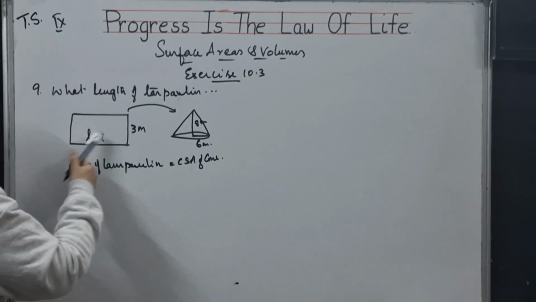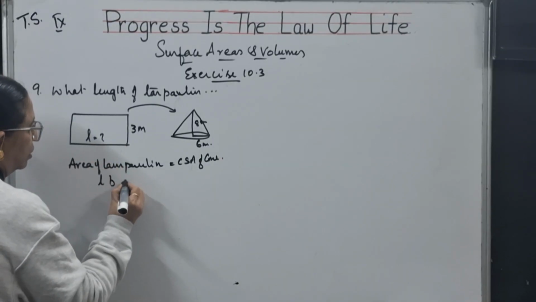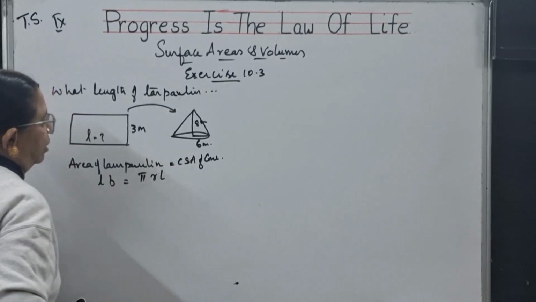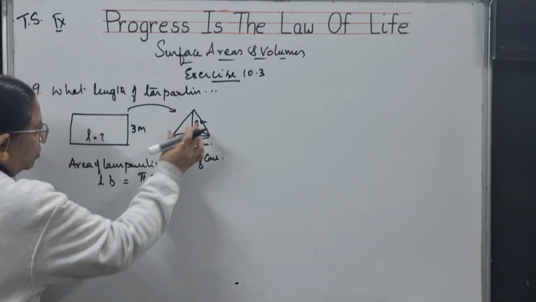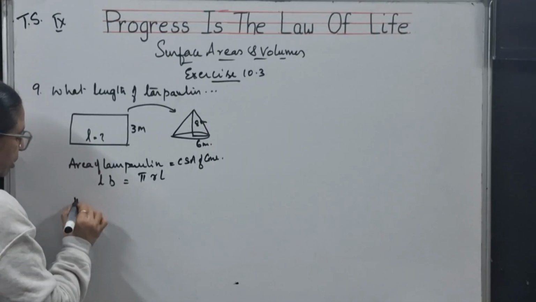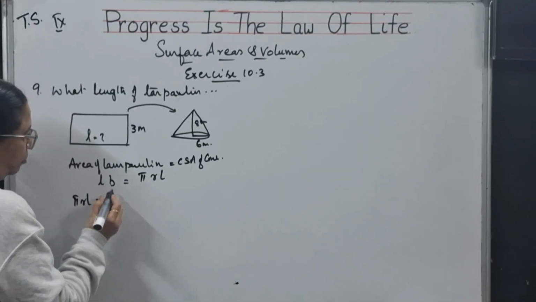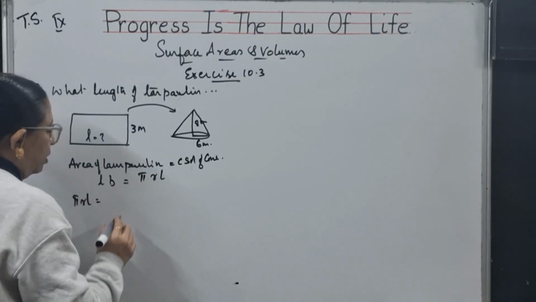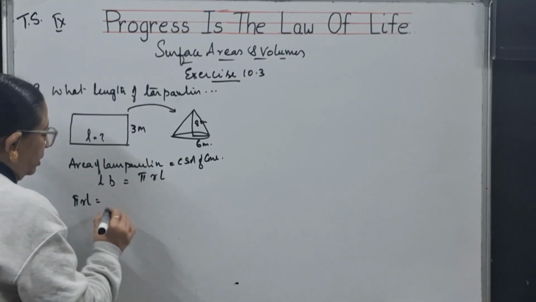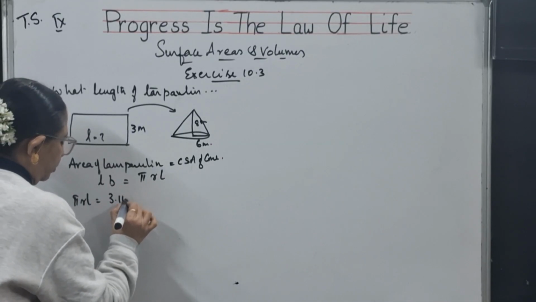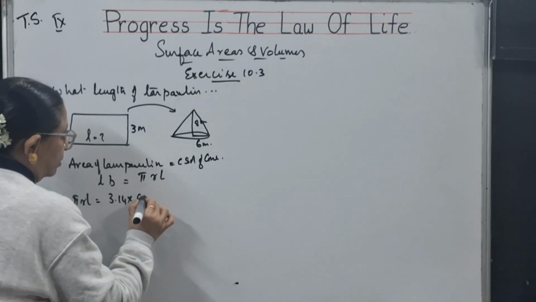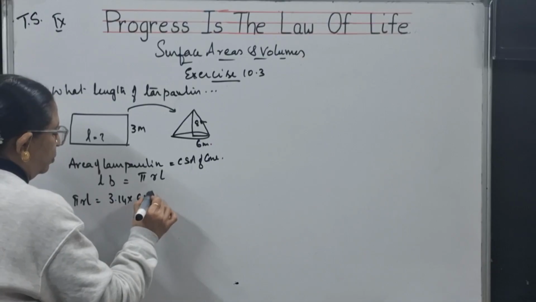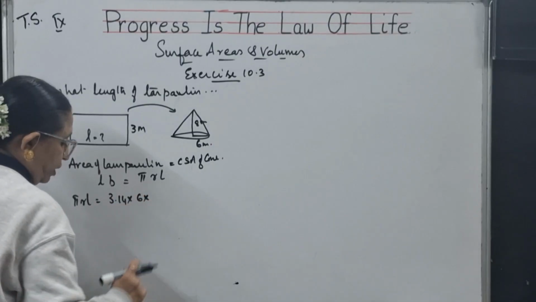Okay, that means this is nothing but L into B. This is equal to the CSA of the cone, which is pi RL. So pi RL, first we will see what the value is. Here the base and breadth they have already given, and the length we have to find out. Pi RL: they said pi should be taken as 3.14, into radius 6, into the length, which we don't know. Now we have to find it out.